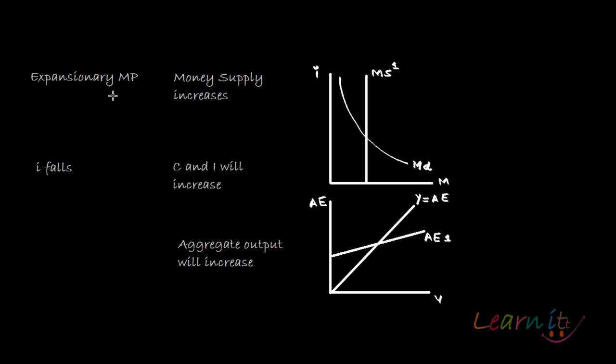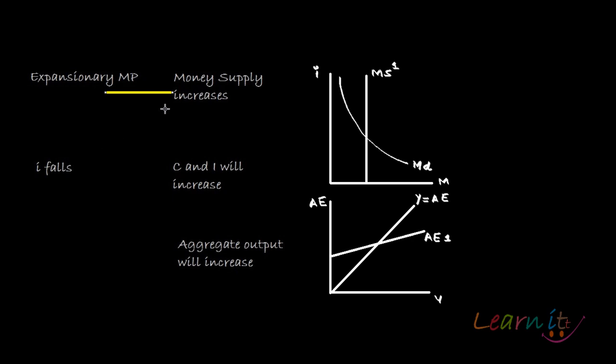So expansionary monetary policy will first of all happen because of an increase in money supply. How will money supply increase in an economy? The central bank will purchase bonds, and in response to purchasing bonds, it will have to give money to the public. Hence, the amount of money in the hands of the public would increase and money supply will increase.